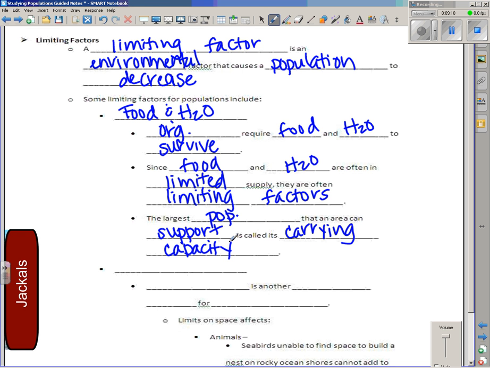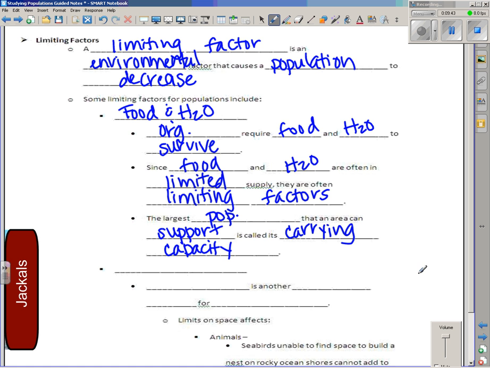Okay, so if a population exceeds its carrying capacity, there's too many people for the amount of abiotic and biotic resources that is available to the population, then your population is going to decline. So food and water, food is biotic, water is abiotic. There's not enough of those resources to support the amount of people or organisms that are in that specific area. Then there's not going to be enough to go around and people are going to starve.